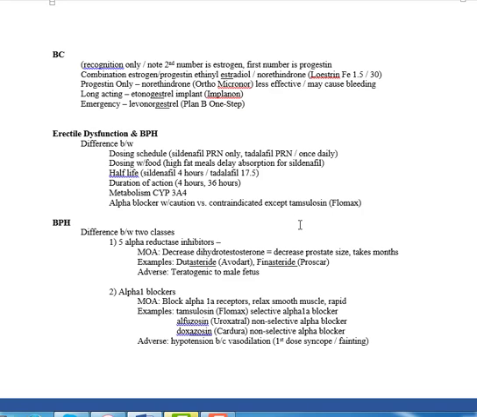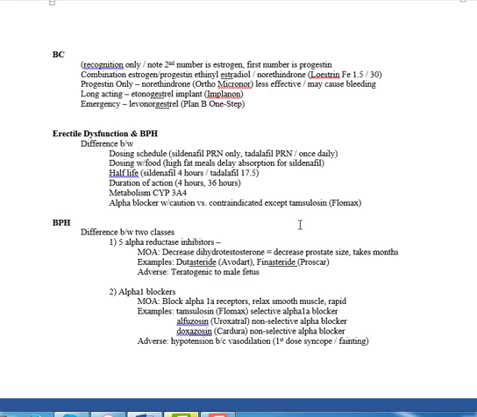BPH, so the big two classes that we see are the 5-alpha reductase inhibitors. So they decrease dihydrotestosterone, they decrease the prostate size, and it takes months for these to work. You have the dutasteride, which is Avodart, finasteride, which is Proscar, but they are teratogenic to a male fetus. Alpha-1 blockers, they work really quickly. They relax the smooth muscle and provide relief very quickly. So tamsulosin, Flomax, alfuzosin, Uroxatral.